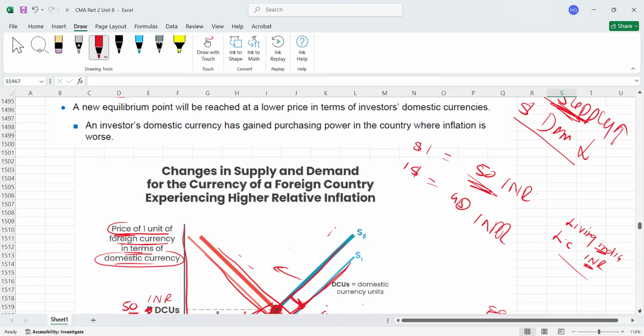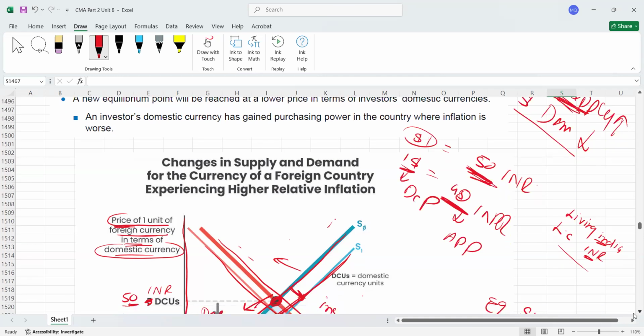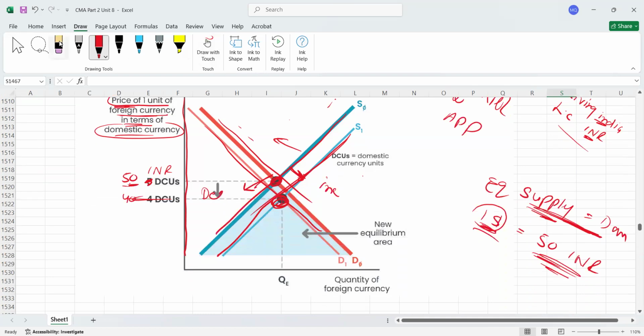So due to this inflation, now what happened? Actually, the dollar got weakened here and the Indian rupee got stronger, because previously you were paying 50 rupees to get $1 and now you would pay only 40 rupees for $1. It means the Indian currency will appreciate and the dollar will depreciate. Right? So again, the new equilibrium point will be here. You can see this is the new equilibrium point where the new demand curve and supply curve cross each other. And here you can see it's written 40 Indian rupees will be equal to $1. Understood? So this is the graph.